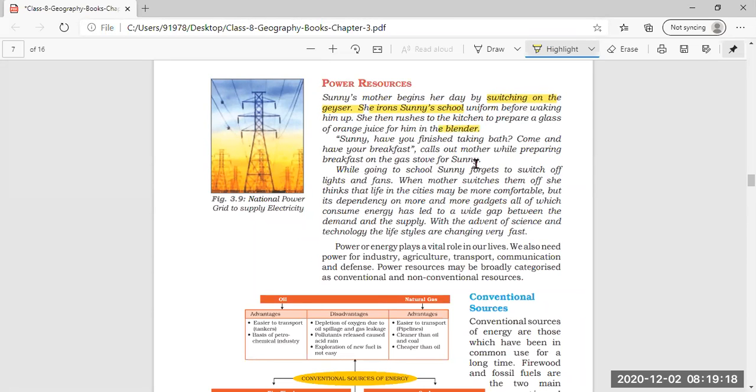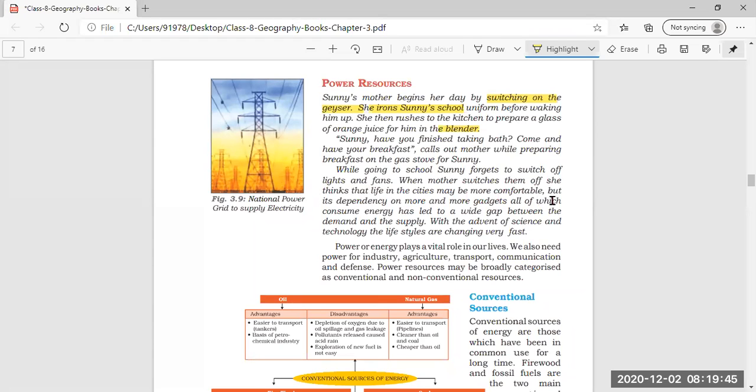"So, Sunny, have you finished taking your bath? Come and have your breakfast," calls out the mother while preparing breakfast on the gas stove for Sunny. While going to school, Sunny forgets to switch off the lights and fans. Now, this is wastage of power. Switch off the lights and fans whenever you leave the room.